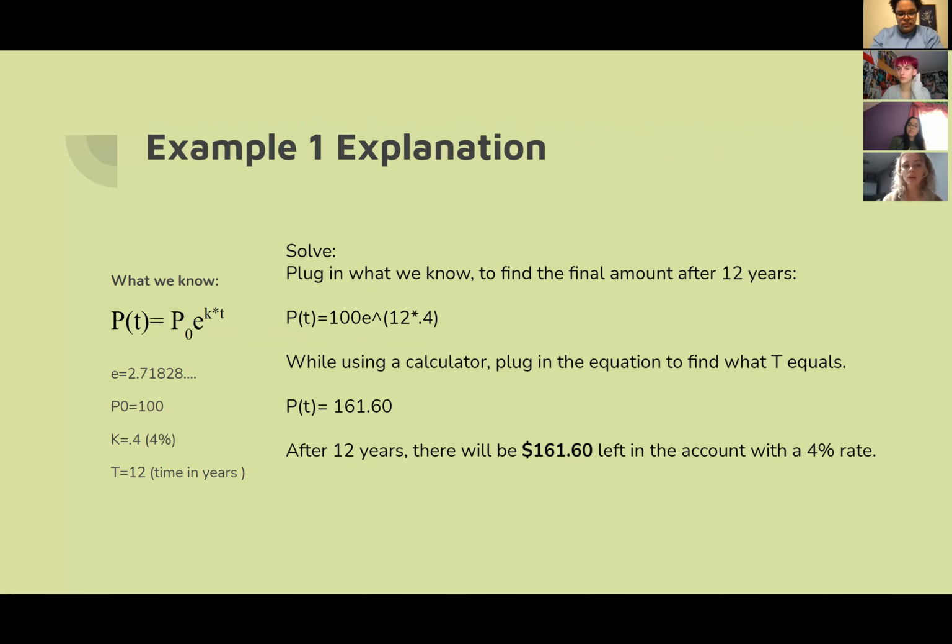So we plug what we know into our equation. So we have P(t) = 100e^(12 × 0.04). And then using a calculator, we plug in the equation to find what P(t) is equal to, which is 161.60. So that means after 12 years, there will be $161.60 left in the account with a 4% rate.